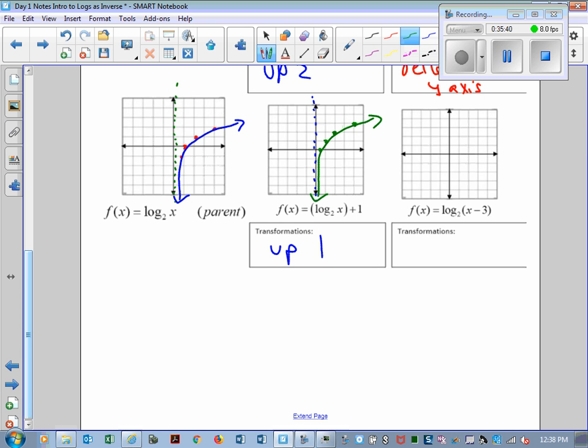And the last one, what's the transformation? Right 3. So the first thing we're gonna do is move our asymptote, which kind of makes us fall off the graph, but we're good, so we can handle that. So I'm gonna have this point, and this point, and this point, and this point, right? We kind of okay on the graphing so far? All right.